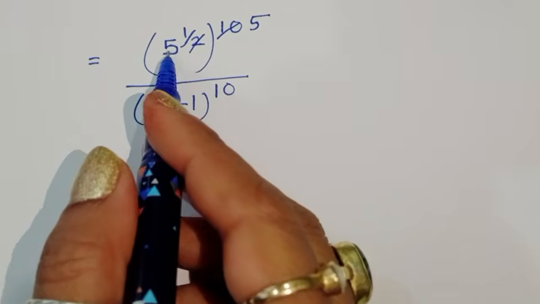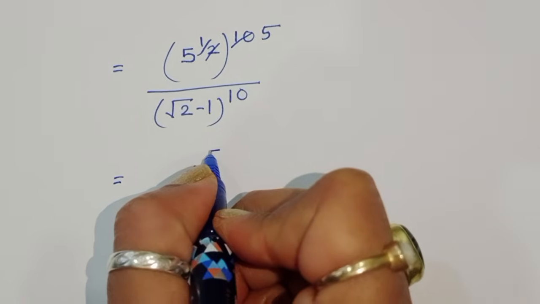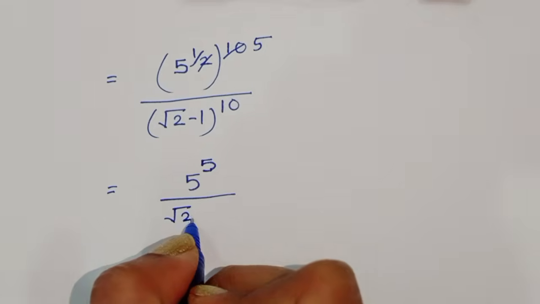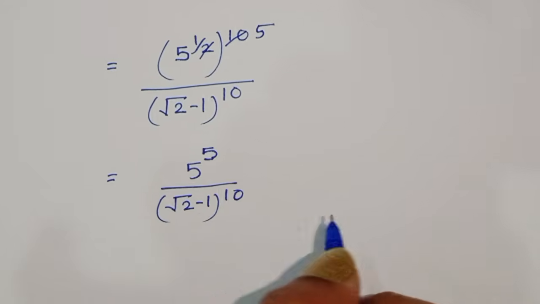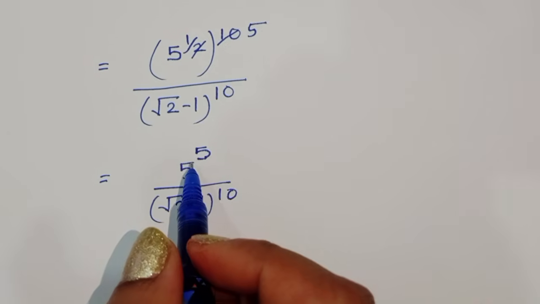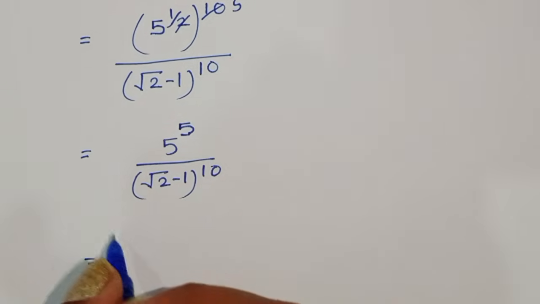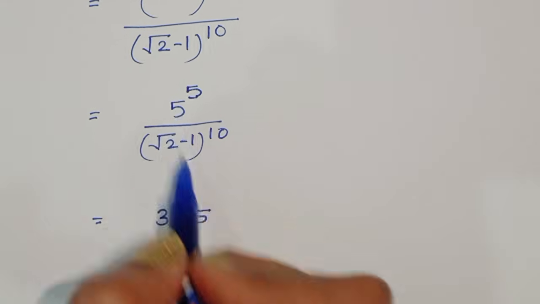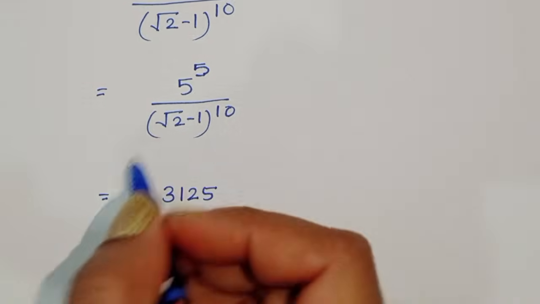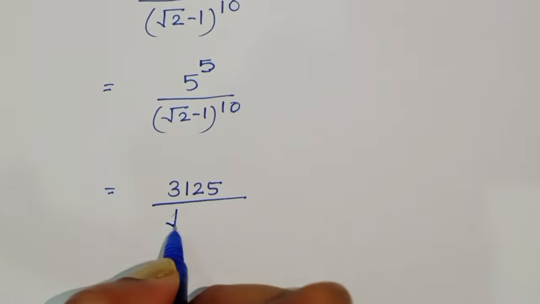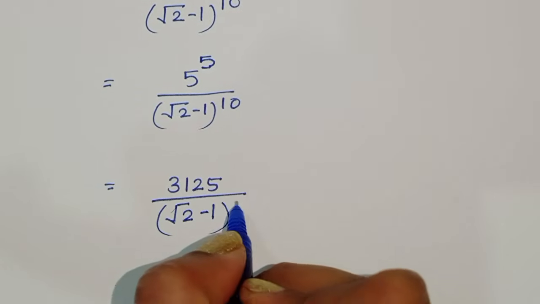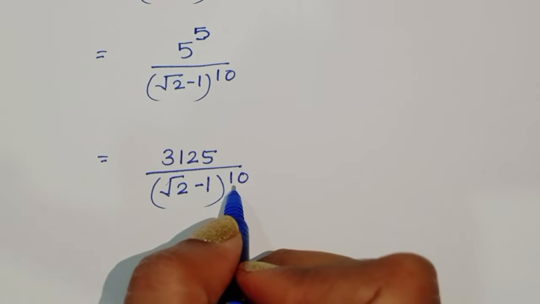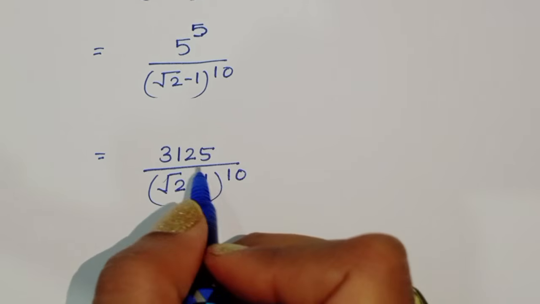Now we can write 5 power 5 divided by (square root of 2 minus 1) to the whole power 10. The value of 5 power 5, when we multiply 5 five times, we get 3125, divided by (square root of 2 minus 1) to the whole power 10. So if we get the value of square root of 2 minus 1 to the power 10, we can simplify this easily.